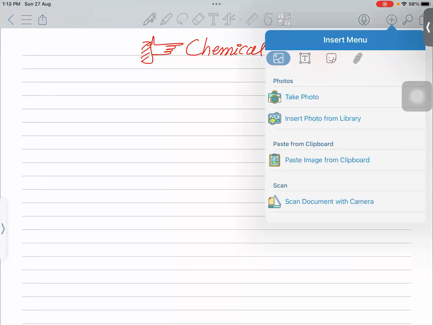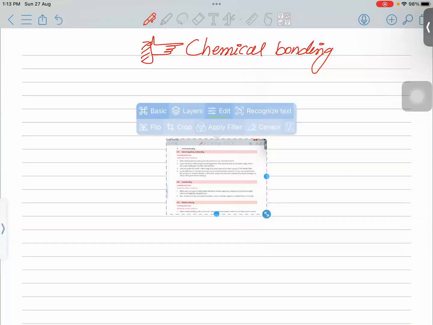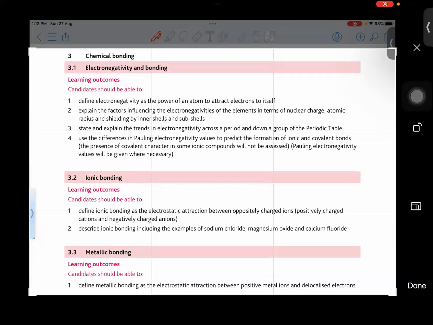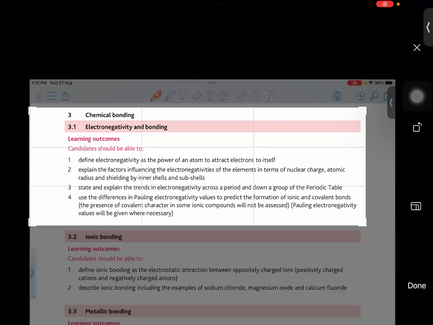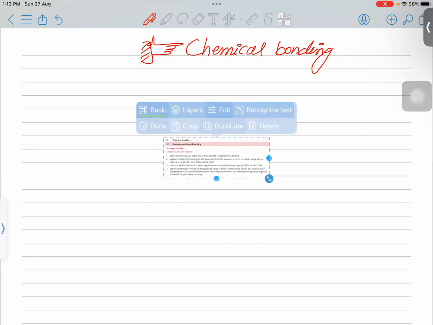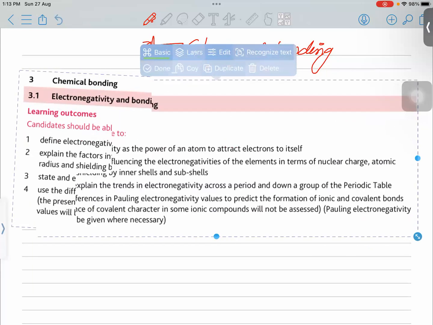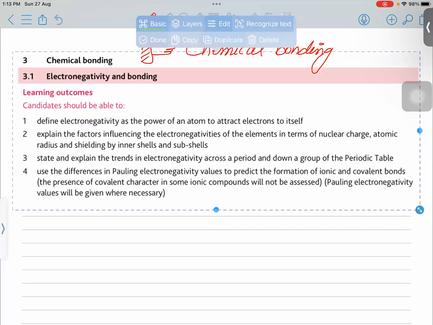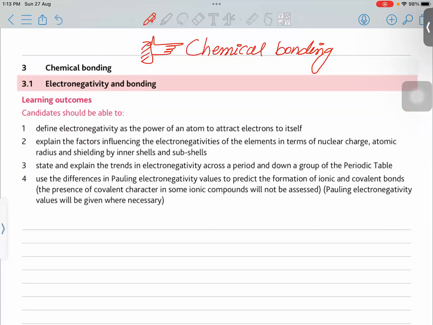So the syllabus of the first part of chemical bonding is, chapter number 3, but our chapter number 2, right? So this is the first part. Define electronegativity as the power of an atom to attract electrons. So the first topic is electronegativity, right?